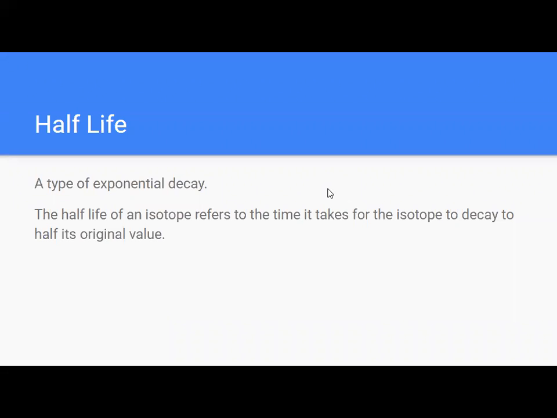All right, so you may have done these in science before, and they're called half-life problems. So this would fall under the exponential decay category. The half-life of an isotope refers to how long it takes to decay to half its original value, or its weight or mass, or whatever the context is.